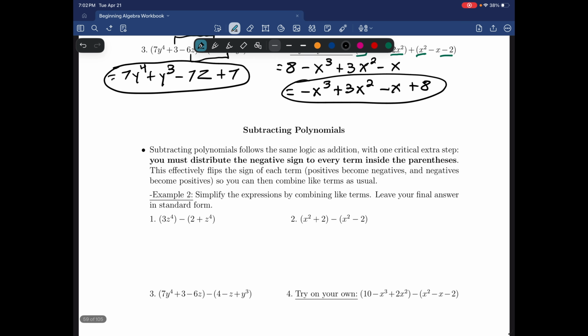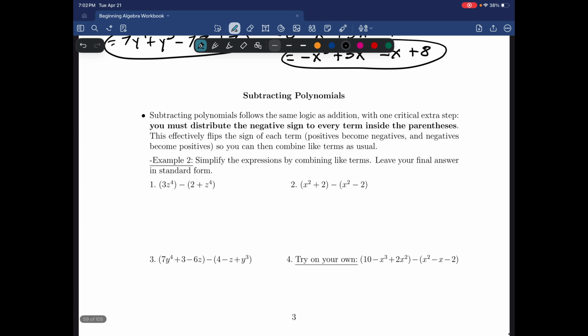Alrighty, so now let's talk about subtracting polynomials. So subtracting polynomials follows the exact same logic as addition. However, we have one more critical extra step that we have to worry about. And that is you must distribute in the negative sign to every term within the parentheses. So in other words, this effectively just flips the sign of each term. And then once you do that, you can just combine like terms as usual.